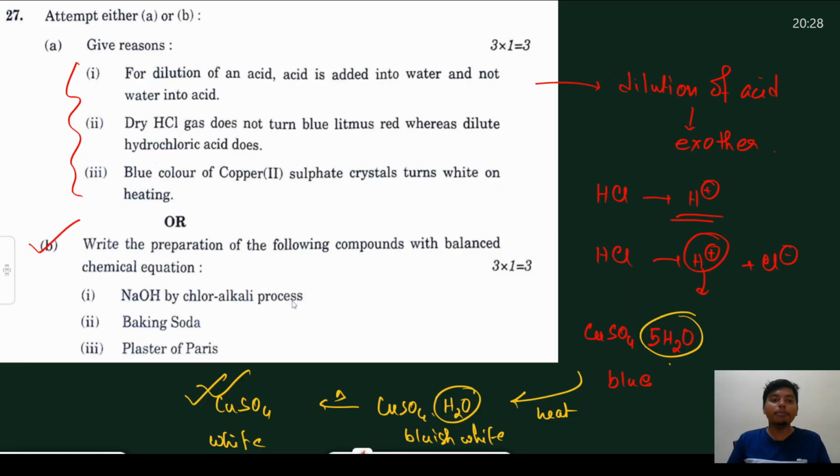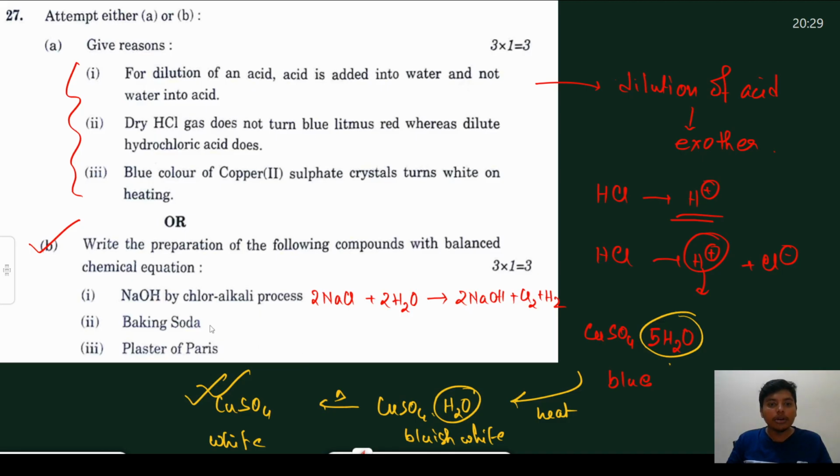What is the process of making this thing? So first process, chloralkali process. What is the chloralkali process? We know, you have to write the balanced equation. 2 NaCl, from NaCl, if you add water, you will get NaOH. Not only NaOH, what you will get? Chlorine plus hydrogen gas. So this is the first equation.